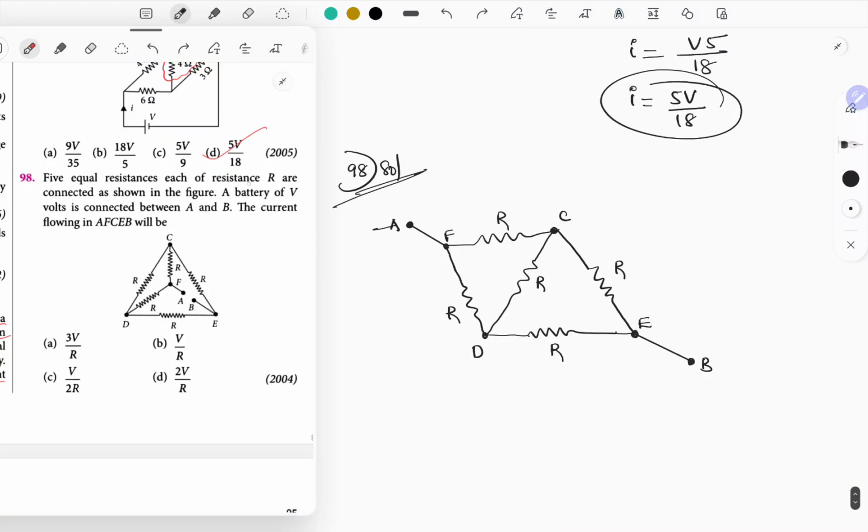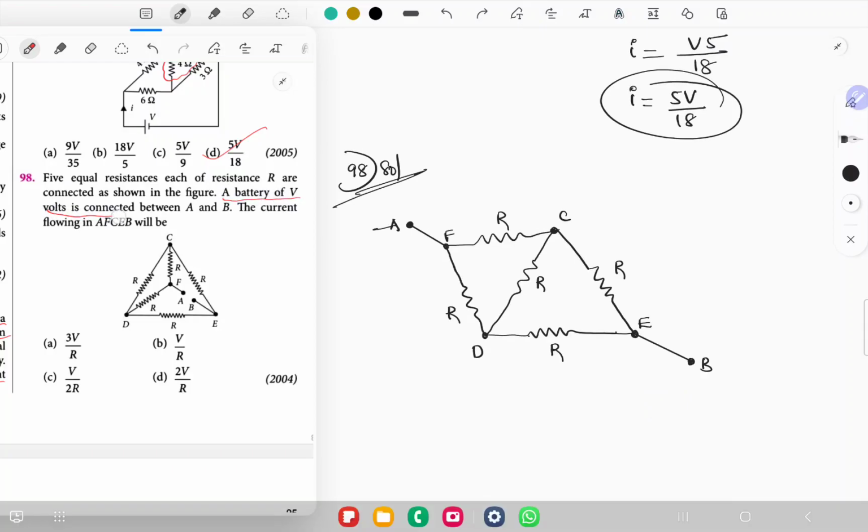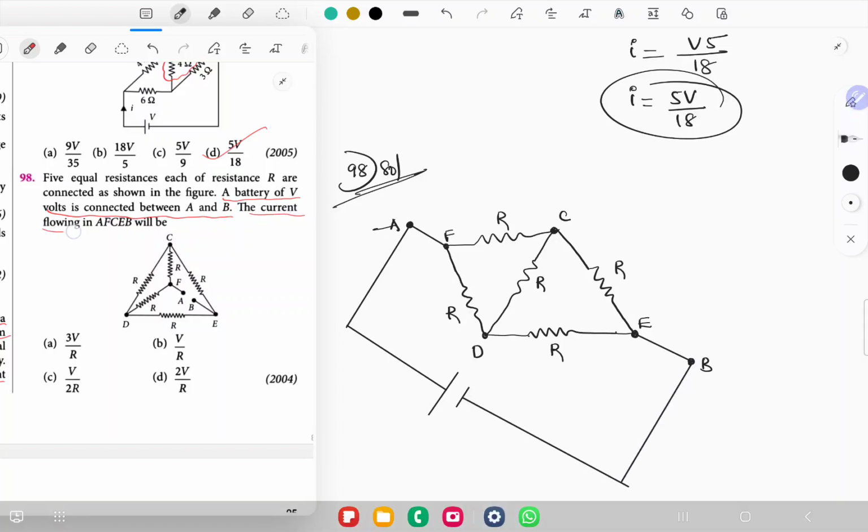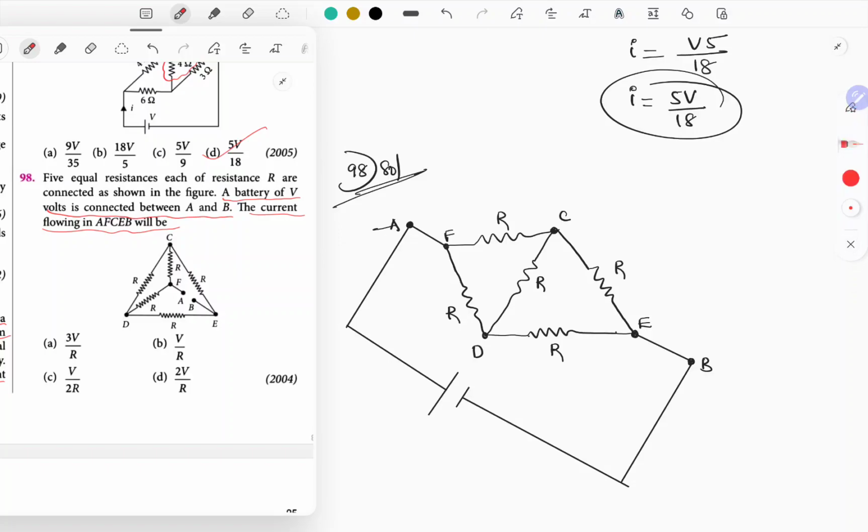The question they're asking is: a battery of V volts is connected between A and B. So the total voltage is V connected between A and B, and this is how the battery can be replaced. The potential they are giving is V volts, connected between A and B. Now the question is asking for the current flowing along A F C E B. This is the current they are asking about.